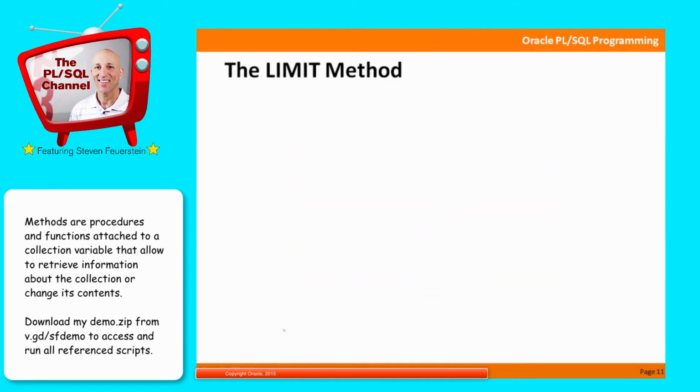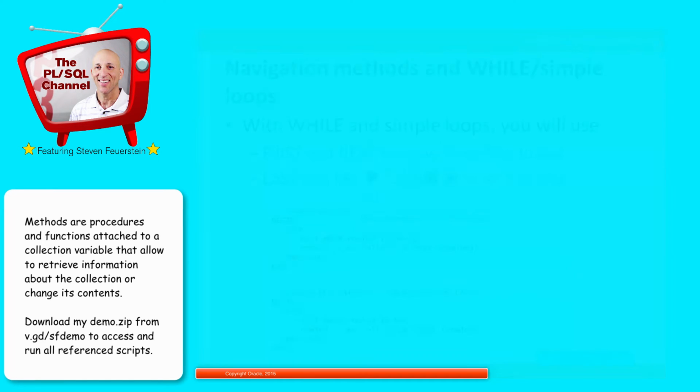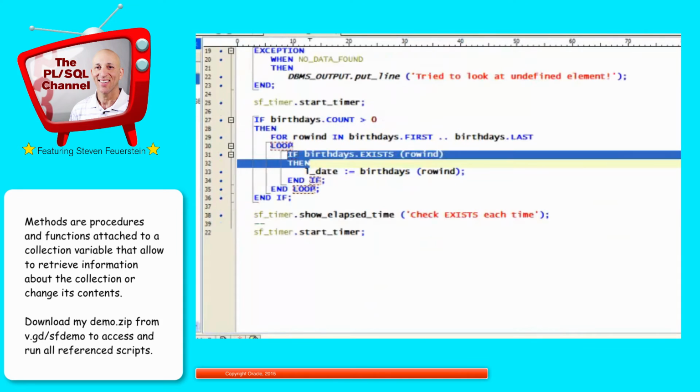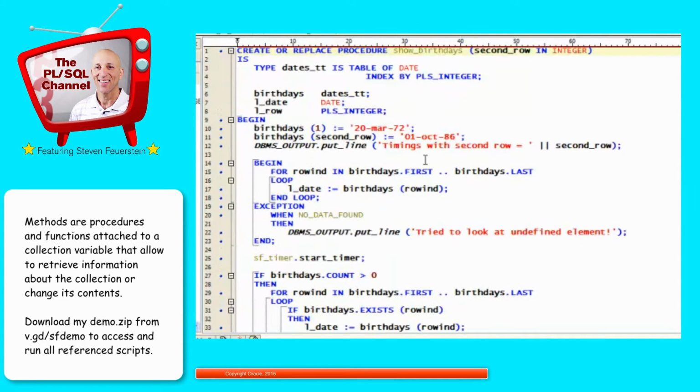So let's take a look at these different approaches to looping. In PL/SQL loops, what I've done is create a procedure called show birthdays, and I pass in as an argument the second index value or second row number. Now what I've got inside my procedure is a list of dates. This is an associative array, table of dates, indexed by integer. And there's my variable based on that collection type.